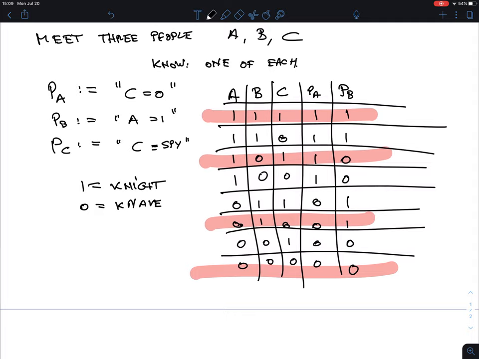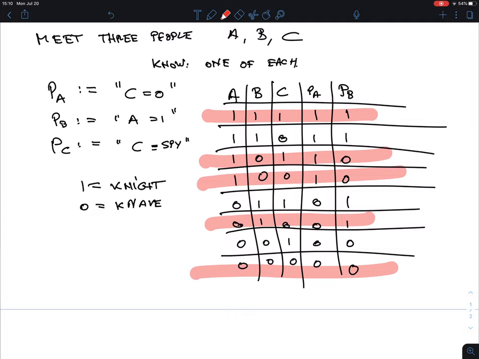Again, the ones that are ruled out, I don't have to look at. So let's look at this one. Here, PB says is a true statement. So A is 1. Are we in the case that A is 1? Yep, so cannot rule it out. This one says PB says it's not true that A is 1. Well, what is the case? A is 1. So no, ruled out. Okay, next.